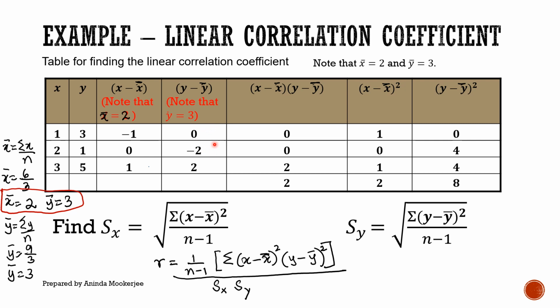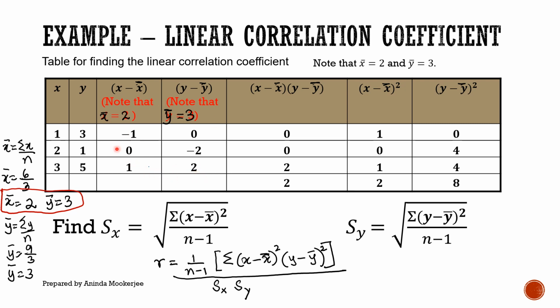So in the fourth column, we've taken each individual y value, and from them we've subtracted this value 3. Let me make it a little visible. y bar equals 3, right? From the computation of the mean of y. So this time 3 minus 3 is 0, 1 minus 3 is negative 2, 5 minus 3 is a positive 2.